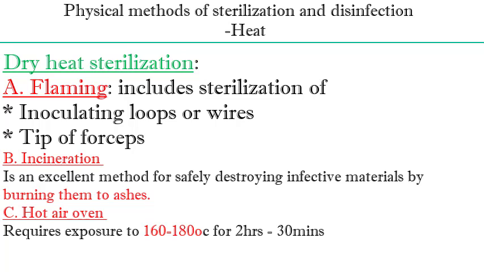The third form of dry heat sterilization is the hot air oven. This requires exposure to 160 to 180 degrees Celsius for 2 hours to 30 minutes, which ensures thorough heating of objects and destruction of spores.